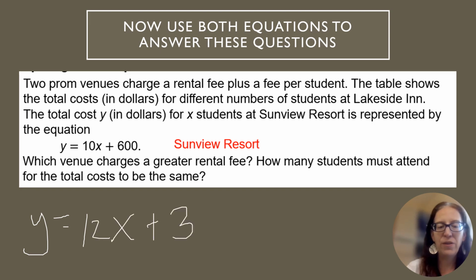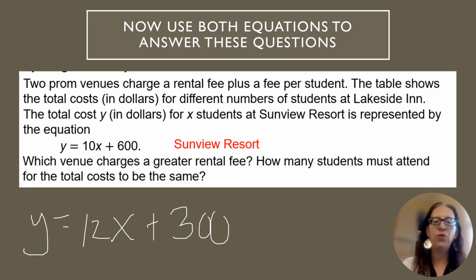Okay. So this is asking us to compare. We have 2 prom venues that charge a rental fee plus a fee per student. The rental fee is for the use of the facility, even if 0 kids come. So it's what you're paying to have that room. And then they will charge you a certain amount per student to cover the cost of food, wear and tear on the facilities, bathroom supplies, whatever they need to charge for. So the table shows, oh, I didn't put the table on there. Oh, that's because we already did it.